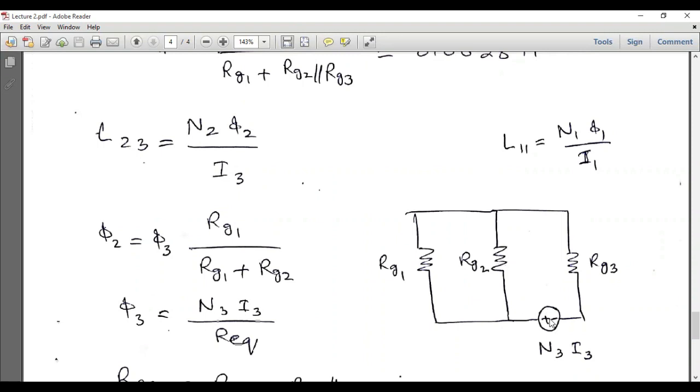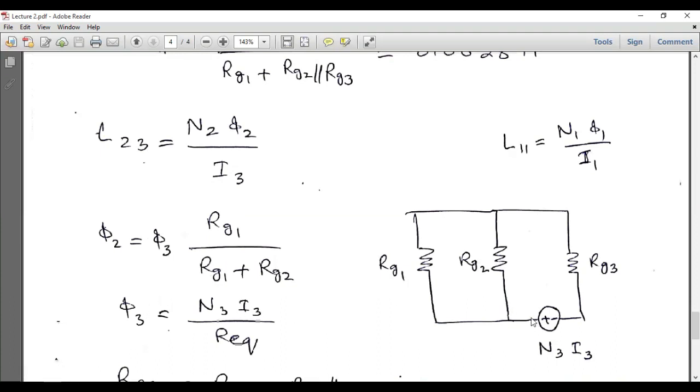Okay, so only this source of MMF will be considered, and now the problem becomes quite simpler. N2 is given to us. We have to first calculate phi 2, and from this figure we can see that phi 2 is actually the flux which is divided from phi 3. So phi 3 is divided between phi 2 and phi 1. So the flux divider rule will be applied over here, and phi 2 will be equal to Rg1 over Rg1 plus Rg2 multiplied by phi 3.